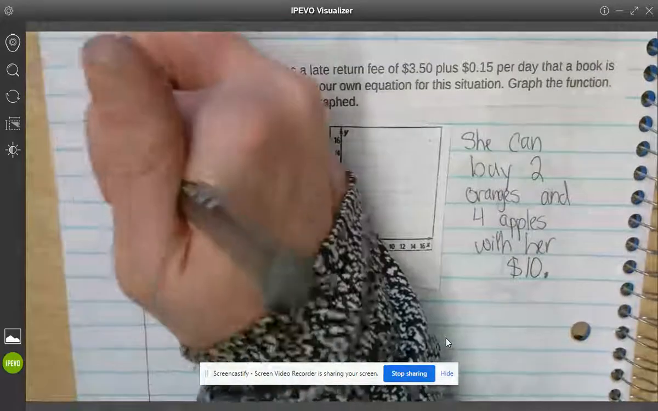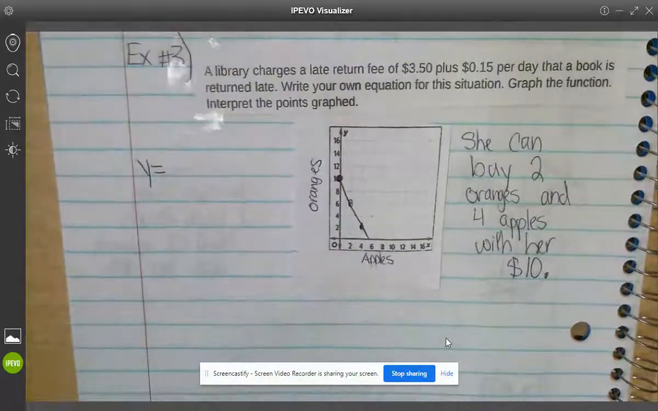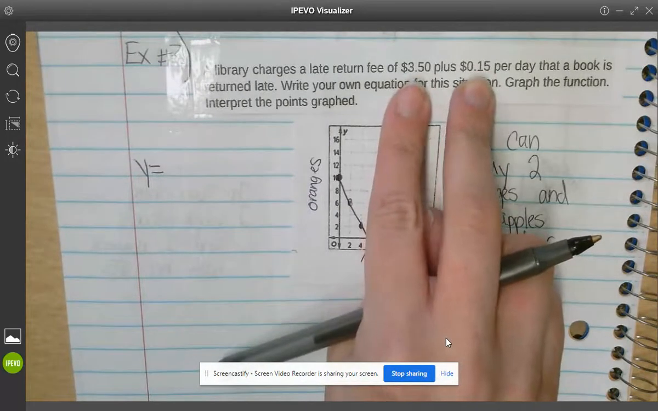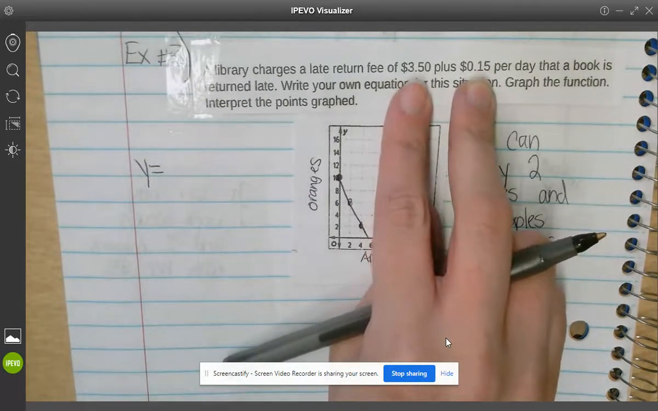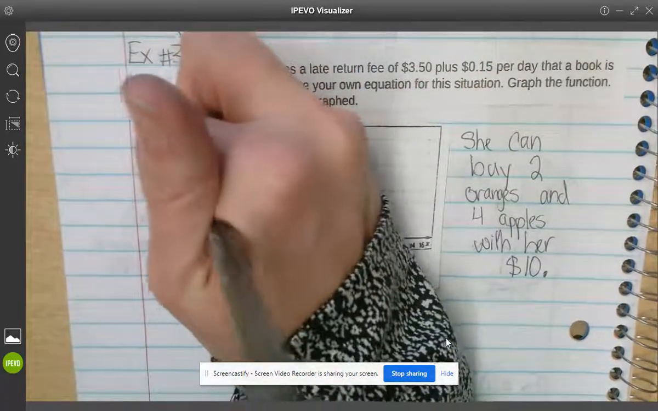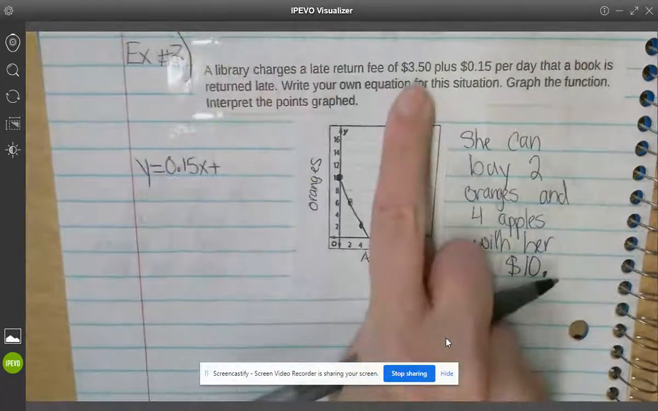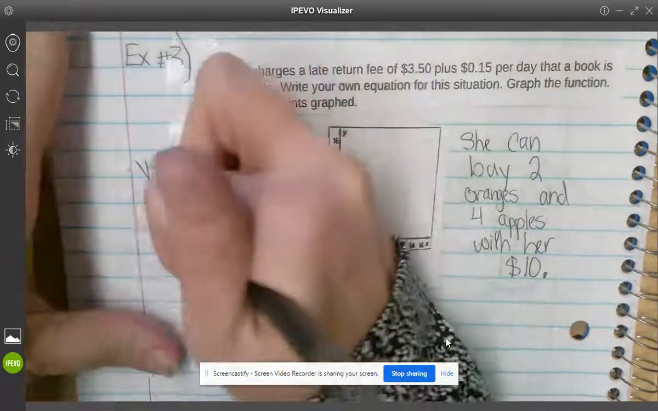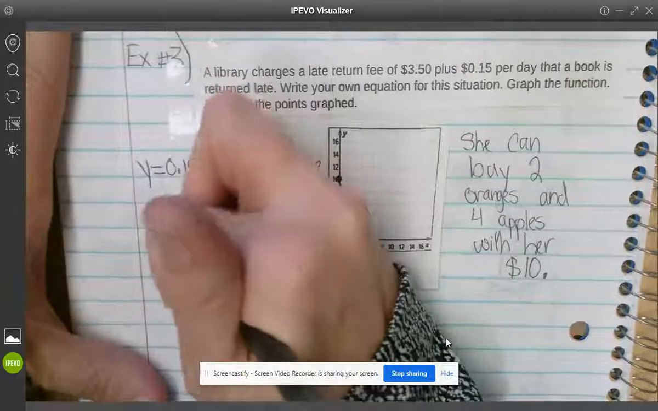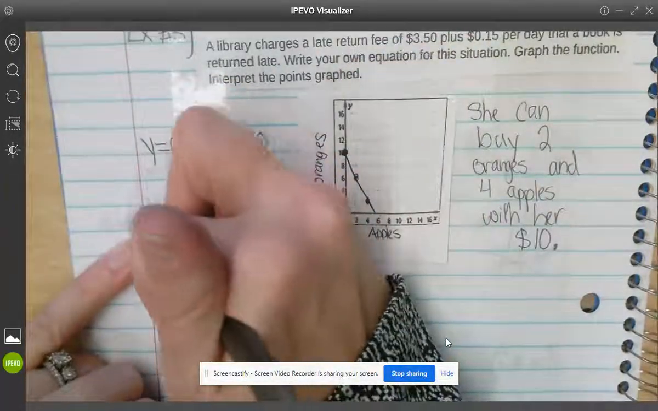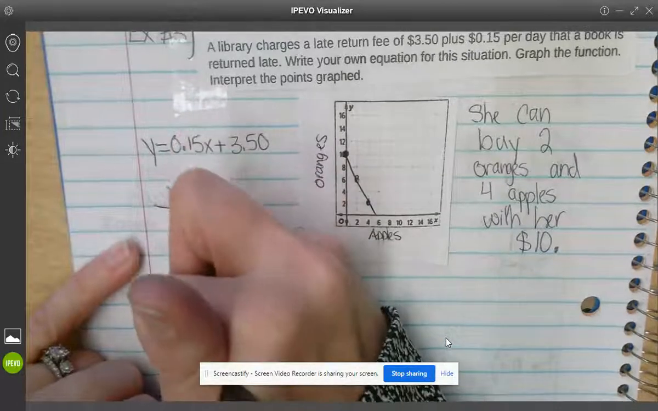So my equation always starts out with y equals. You look at these two numbers. One of them is going to have an x with it. Which one is changing per day? The 0.15. So I'm going to start out with that one. And then I'm adding on a charge of $3.50. So we got x and y. I'm just going to tell you on this one, I want you to use 10, 15, 20, and 25.